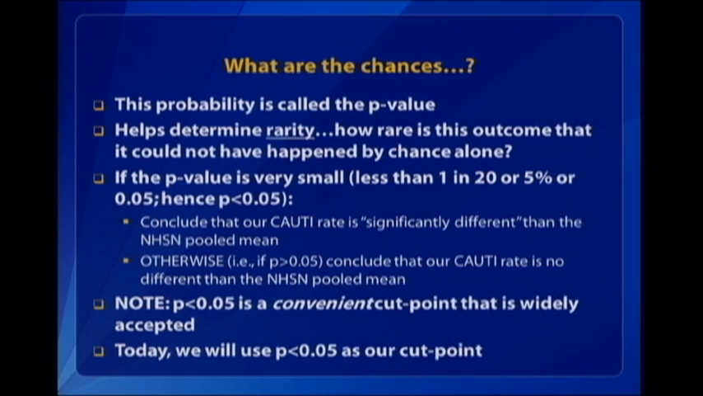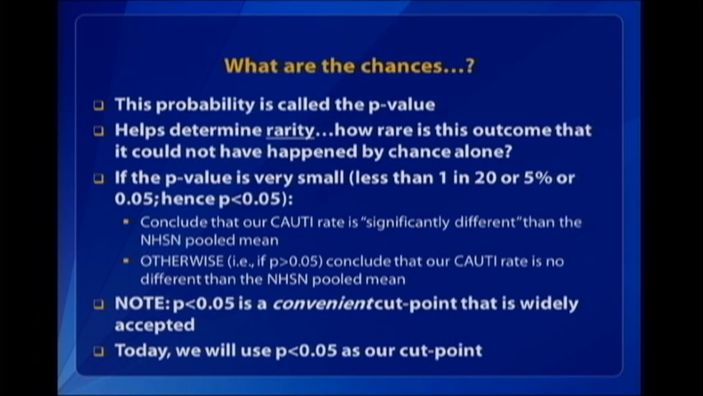Well, the p-value is actually a probability, and it helps us determine rarity. In other words, how rare is this outcome that it could not have happened by chance alone? In other words, are we really seeing a difference between these two rates or between these two populations? Or is it just by chance that we notice a higher rate and there's not really something going on?